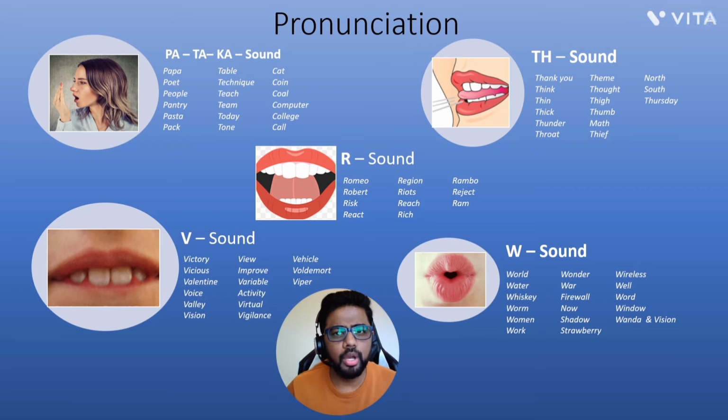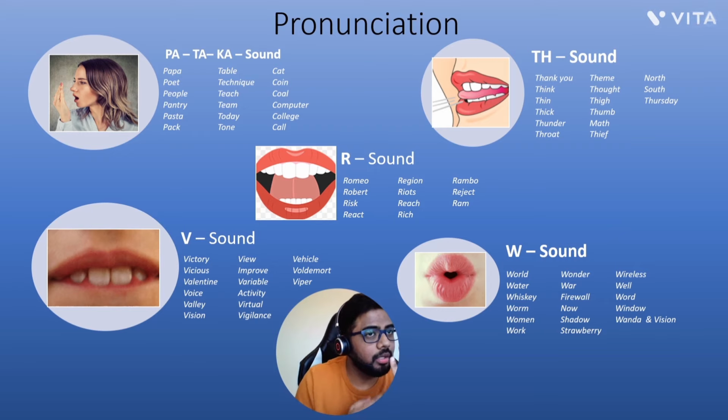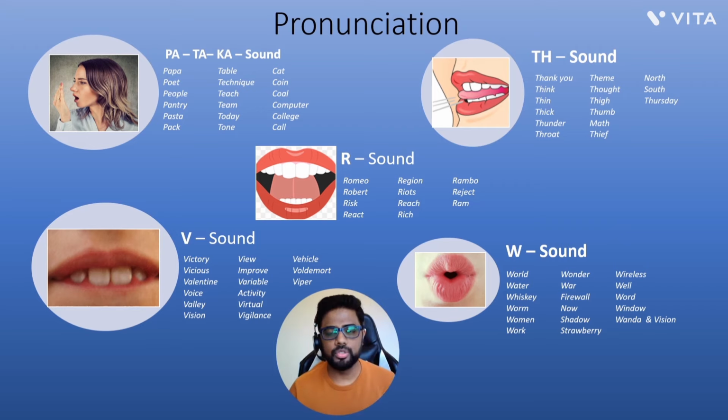The pataka sounds are the explosive sounds. It's a reference to the way a firecracker sounds. It's an explosion. So you can repeat these words with the palm in front of your mouth and ensure that you can feel your breath when you say these words. For example, papa, you should be able to feel the breath. Table, cat, poet, technique, teach, call. So these are the pataka sounds.